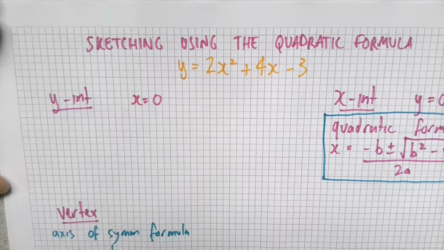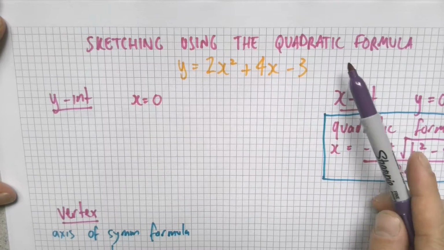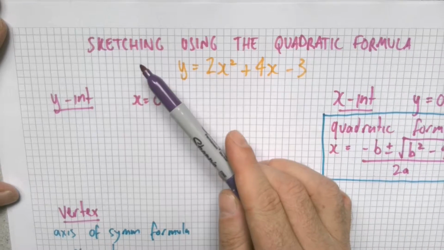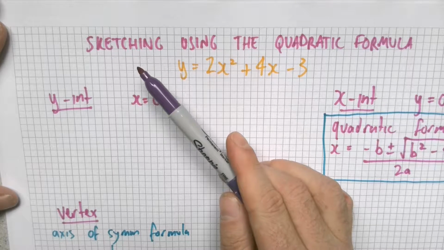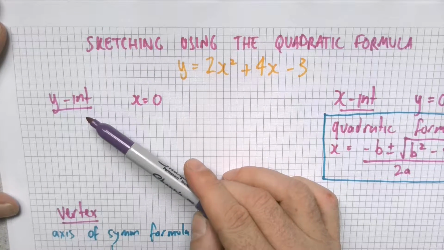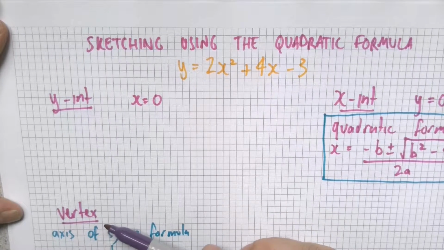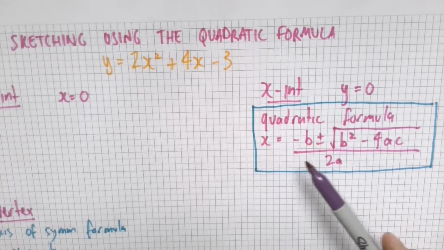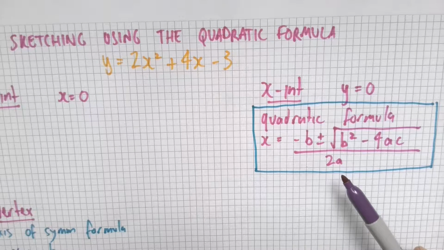Hi everyone, today's video, the title is Sketching Using the Quadratic Formula. I'm not going to go as far as actually sketching the parabola today. I'm going to show you though how to determine three key features of a parabola, namely the y-intercept, the vertex, and the x-intercept today using the quadratic formula, which you may have seen when you did the quadratics section of the textbook, or the quadratics topic.